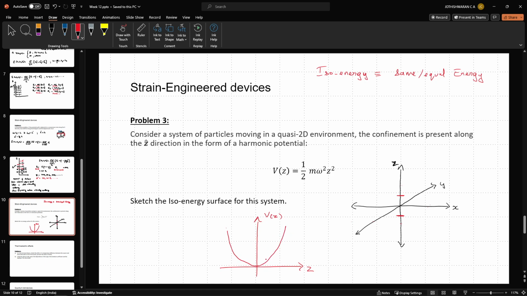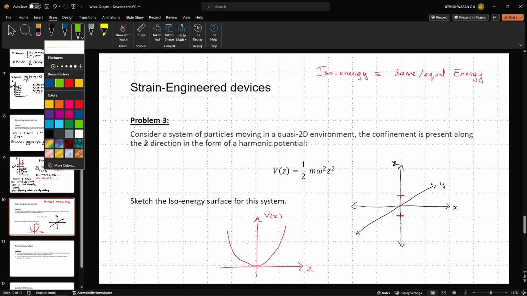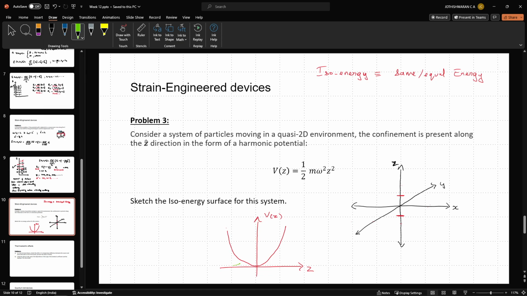So we have this kind of potential. The wave functions for this will look something like this: the ground state wave function is a Gaussian, and then the higher excited state wave functions will be this, and so on and so forth. This is a well-known potential whose solutions are all well studied. So now, we want to sketch the isoenergy surfaces of this system.